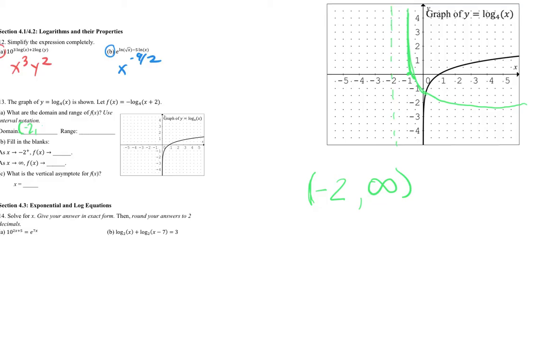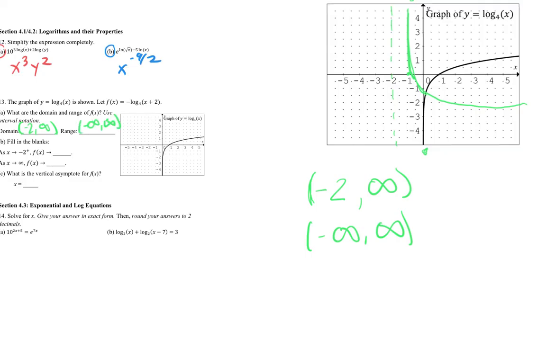Okay, and then our range is going to be up and down. So we can see this goes from negative infinity all the way to positive infinity. So negative infinity to positive infinity for our range.